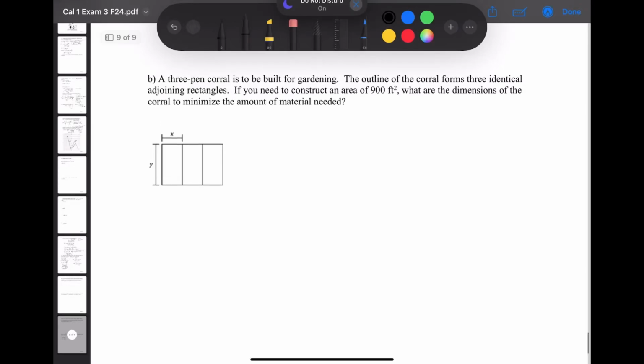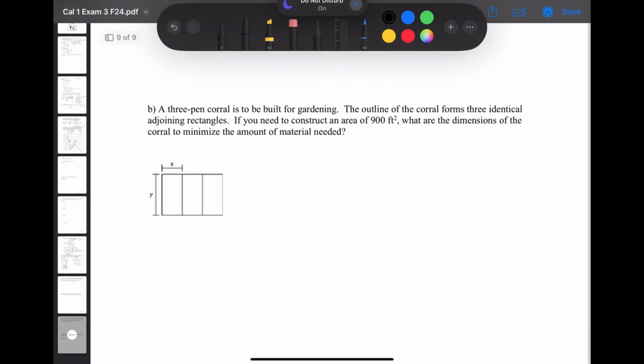Okay, last question for exam 3. We have a 3-pen corral to be built for gardening. The outline of the corral forms 3 identical adjoining rectangles. If you need to construct an area of 900 feet squared, what are the dimensions of the corral to minimize the amount of material needed?